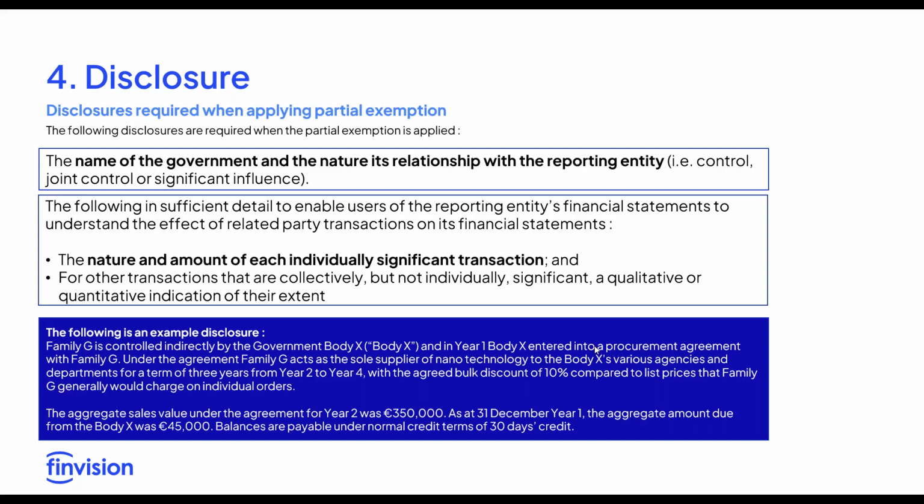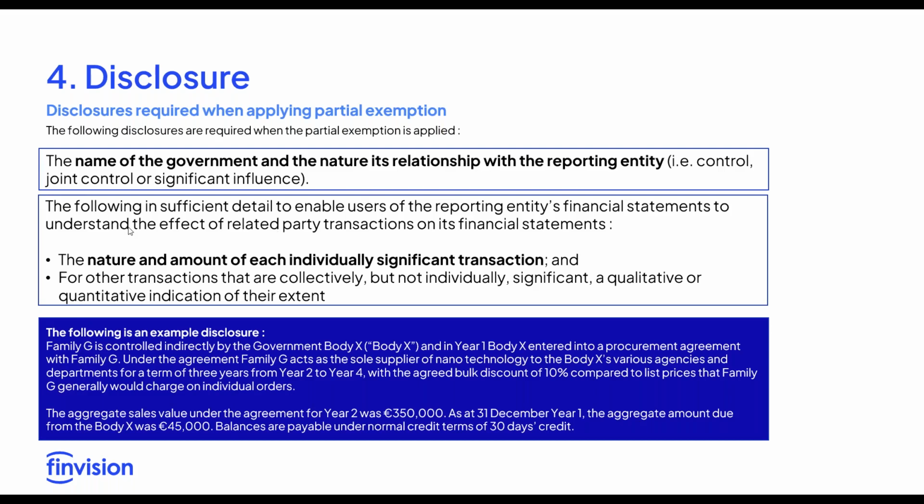If you are considered a government-related entity, there is a partial exemption that can be used. At that moment, the following disclosures are still required next to what would have been the case otherwise. So you should mention the name of the government and the nature of its relationship with the reporting entity. I'll show you a practical example later on where that is the case.